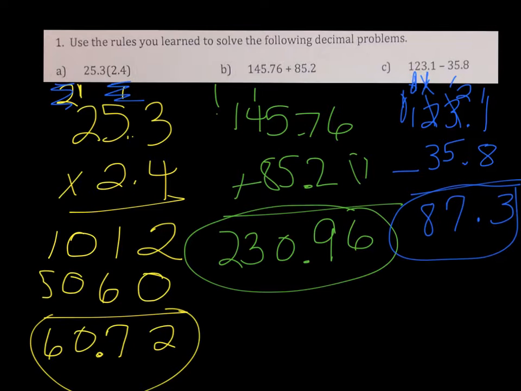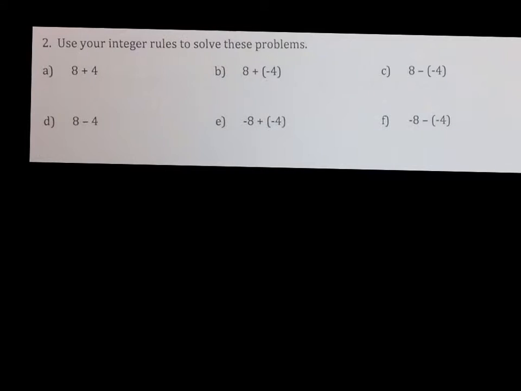Now in the multiplication problem, it looked as if I lined up my decimal points, but that's not really what we do. Remember, we ignore them and then count how many digits to the right of my decimal, and so then my answer has to have that many digits to the right of the decimal. Okay, let's go on to the next problem.